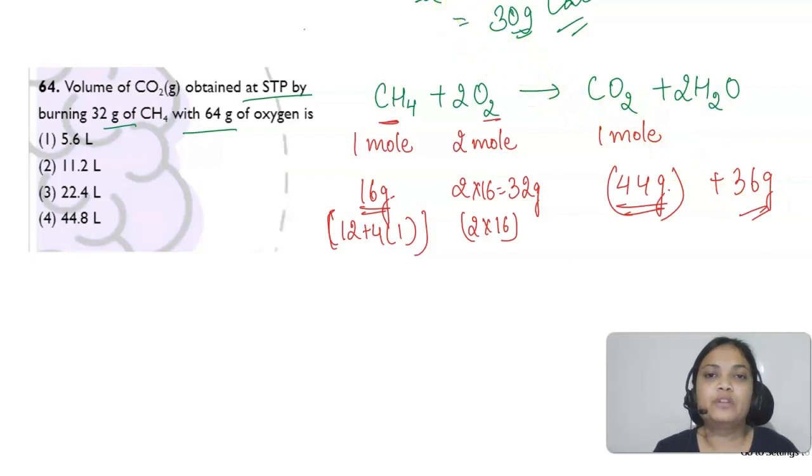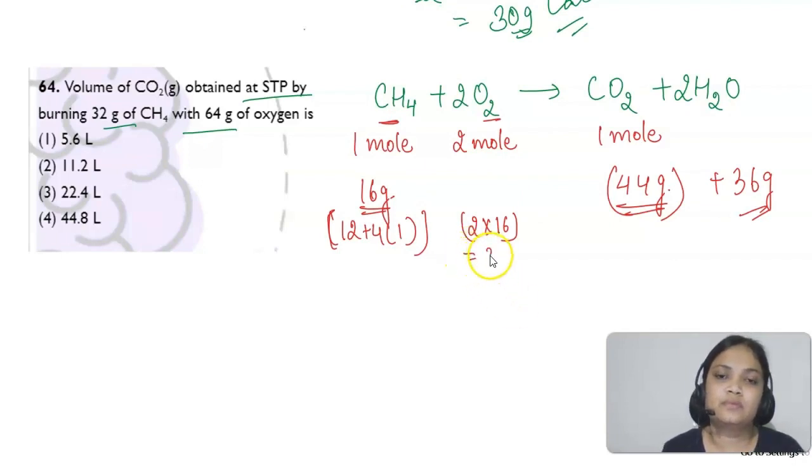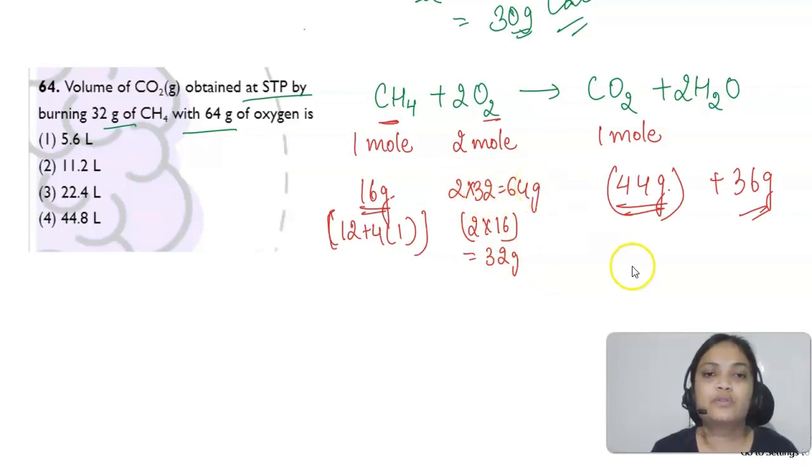2 into 16 is 32, and 32 is for 1 mole, so it will be 2 moles. So please write it here: 32, and 2 into 32, that is 64. It means 16 grams of methane is going to react with 64 grams of oxygen to form 44 grams of carbon dioxide. Okay, so that's the case here.